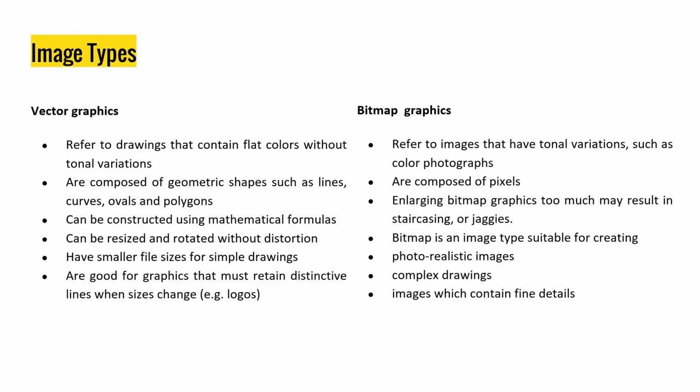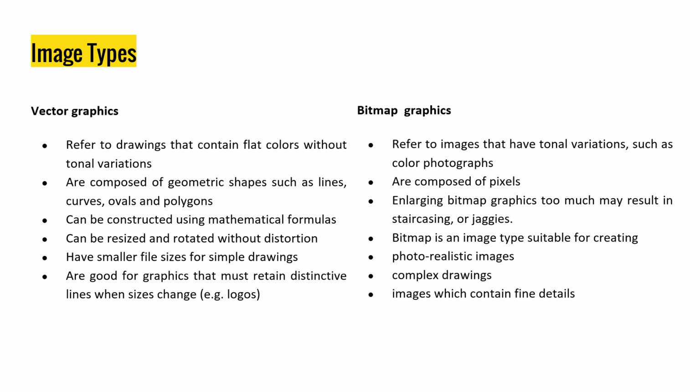Next, let us talk about image types. We have vector graphics and also bitmap graphics. Now, vector graphics refer to drawings that contain flat colors without tonal variation, are composed of geometric shapes such as lines, curves, ovals, and polygons, can be constructed using mathematical formulas, can be resized and rotated without distortion, and have smaller file sizes for simple drawings and are good for graphics that must retain distinctive lines when sizes change, for example logos. Yeah, so these are vector graphics.